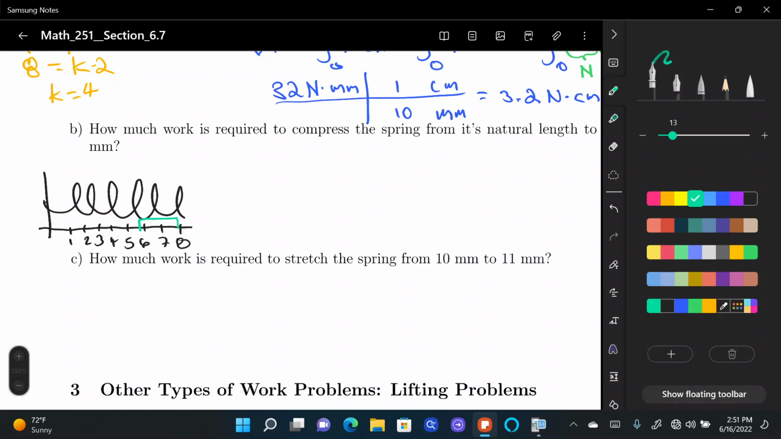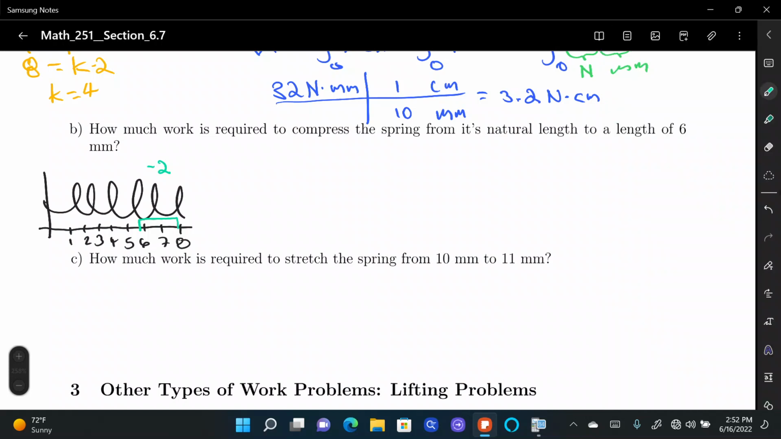So what is the displacement in this case? We need to think of displacement here. We need to go back -2 millimeters. And this is where the calculation, or rather the setup, might look a little bit weird, because we're going to use a smaller upper limit, but that's fine. You'll see why. So I set up work equals the integral from 0 to -2 units away from its natural length, because it's compression this time, same force function.